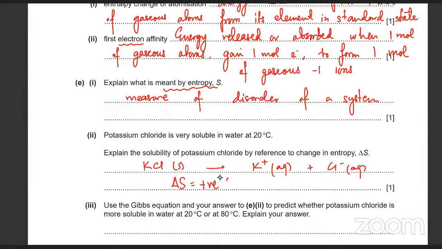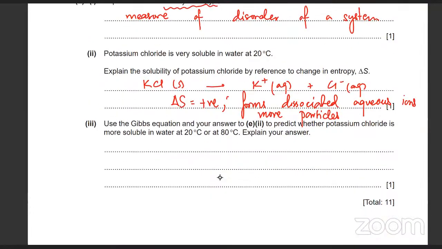So it's forming dissociated aqueous ions. So the number of particles increase. So you have more. So what the question meant was, you just have to describe what is happening to delta S. Now use the Gibbs equation in your answer to predict whether potassium chloride is more soluble in water at 20 or at 80. Explain your answer.